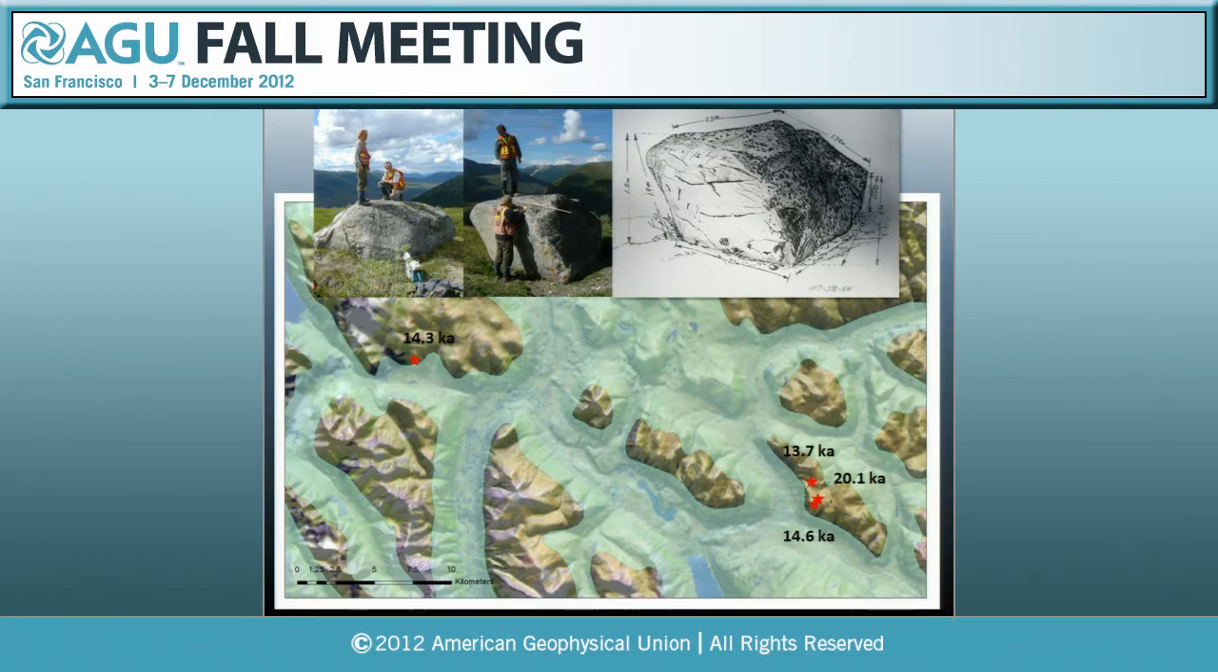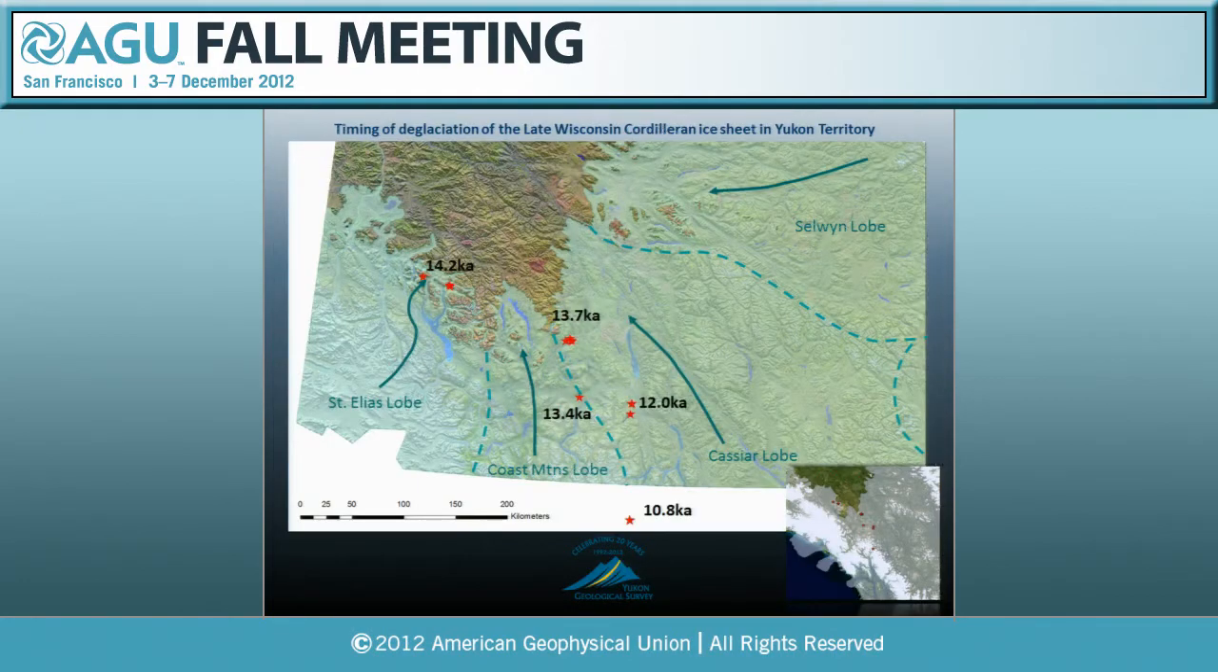There's one outlier here we feel that's at 20.1, and the other ones are in the neighborhood of 14.5 thousand years. Most of the boulders we chose were fairly large erratics, averaging a minimum of 1.5 meters in height, to eliminate some of the snow shielding effects from the local area.